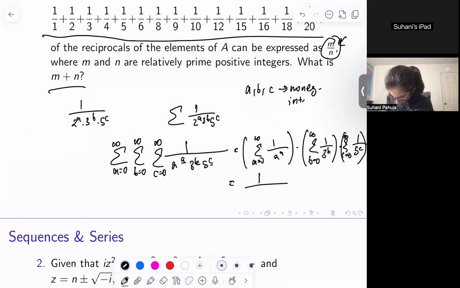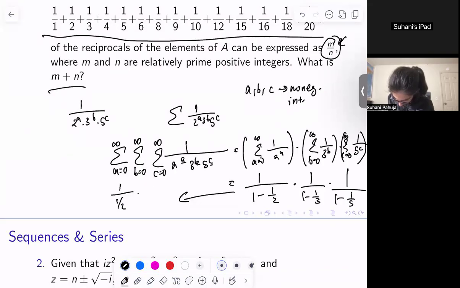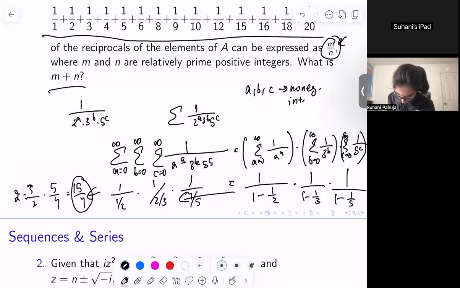So using the infinite geometric series formula, we get 1 over 1 minus 1/2 times 1 over 1 minus 1/3 times 1 over 1 minus 1/5. And this should give you 1 over 1/2 times 1 over 2/3 times 1 over 4/5, which would give you 2 times 3/2 times 5/4. And that gives you a final answer of 15/4. And these are relatively prime. The numerator and denominator are relatively prime, so your final answer is 15 plus 4, or 19.